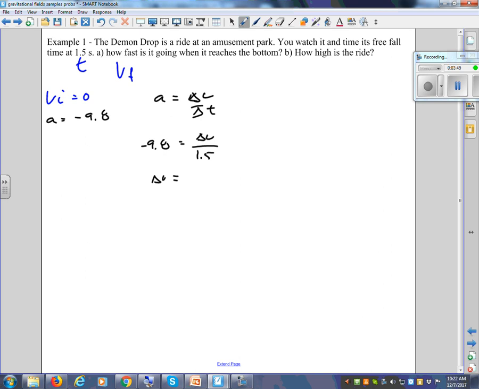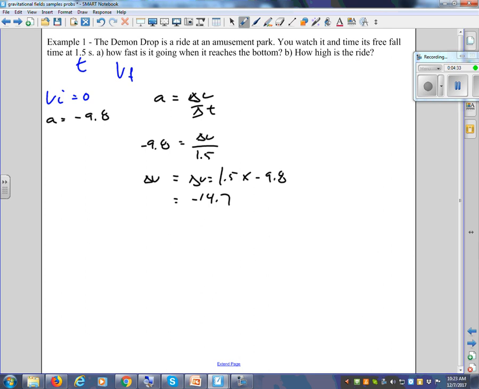Now, I've also said that you guys need to be able to solve these kind of problems without even thinking. There's still 1 or 2 people that are having trouble with the math part here. You're going to multiply 1.5 times minus 9.8. That's 14.7, right? Minus 14.7. But that is the change in velocity. That is the delta V.